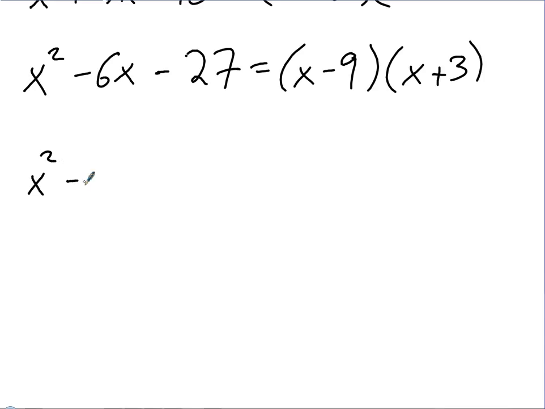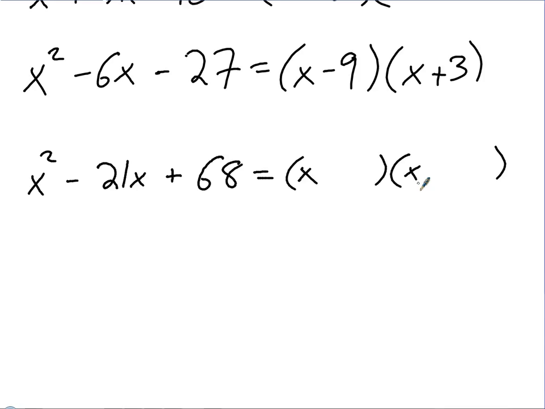Okay, make it a little tougher, huh? What can you tell me about the two signs this time? Okay, if you're going to multiply to a positive, that tells me they're the same sign, right? So they both must be negative if they're adding to a negative. Now, what two numbers multiply to 68 and add to 21? Trying to challenge you a little bit. These are getting too easy.